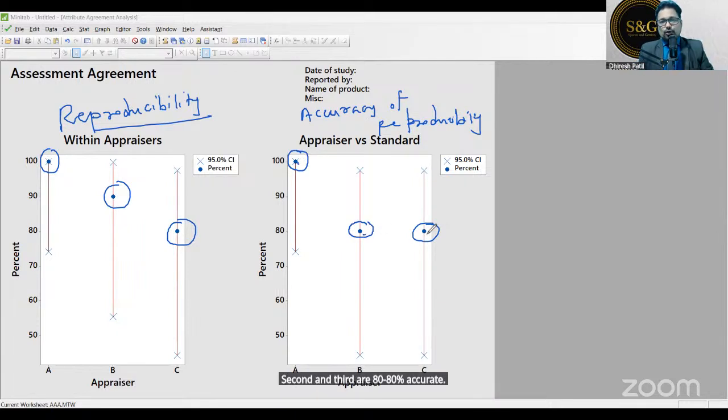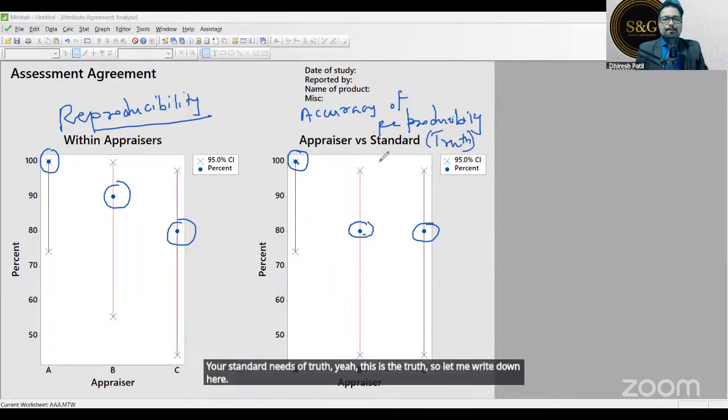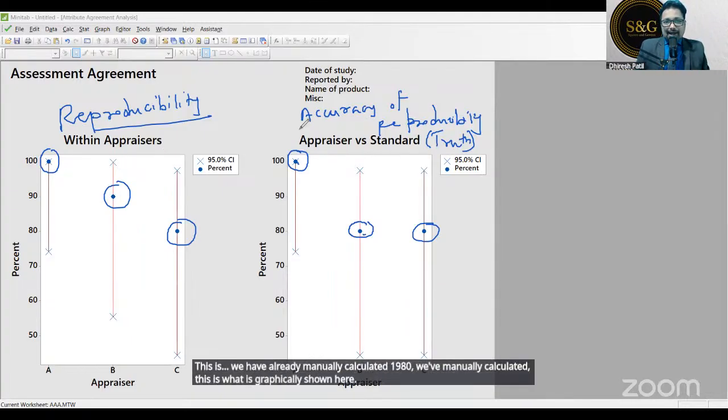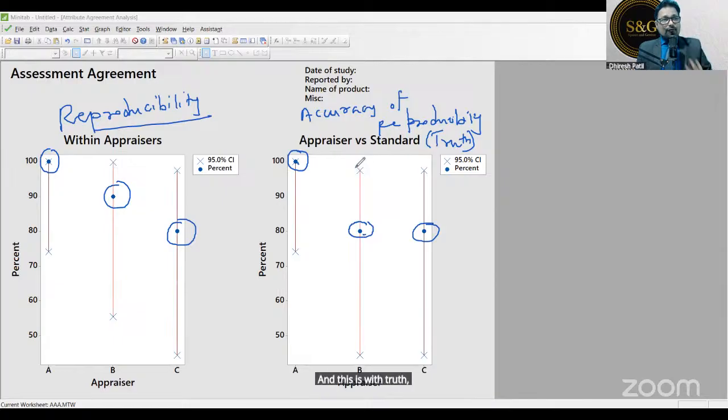Yes, standard is the truth. Yeah, this is the truth. So let me write down here. Okay. Appraiser versus standard. Standard meaning the truth. Clear, everybody? Just give me yes in the chat box. This is what we have already manually calculated. This is what is graphically shown here. And this is with truth, software has calculated. Clear? But we are interested in the statistics of it.